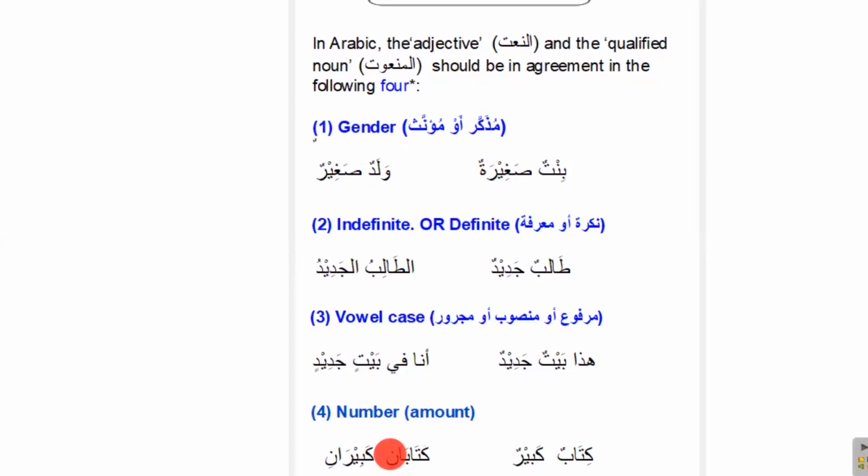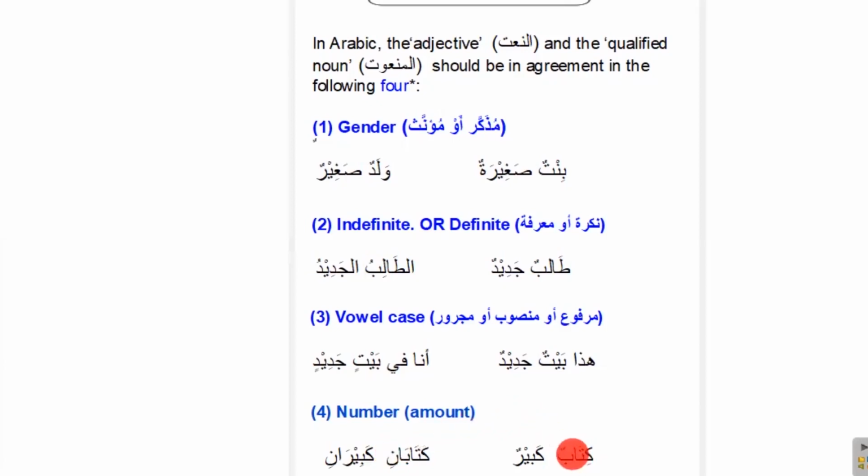You see that? Hakibatun, a bag. Hakibatani, two bags. Sarirun, a bed. Sarirani, two beds. So when you want to form the dual, add alif wa nun to it, and it will mean the dual. I hope that is clear.